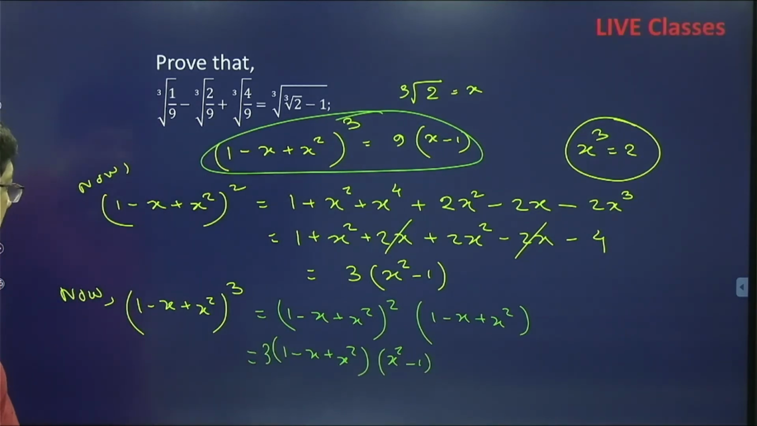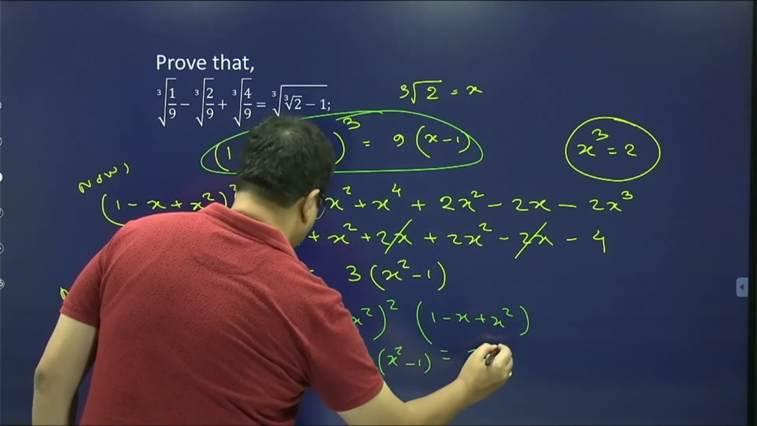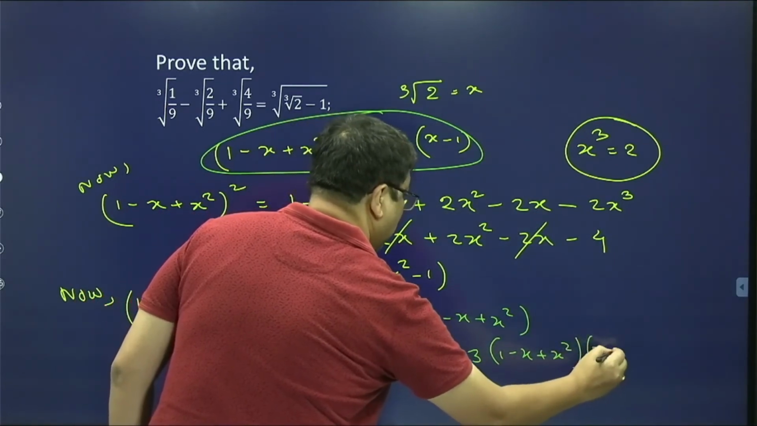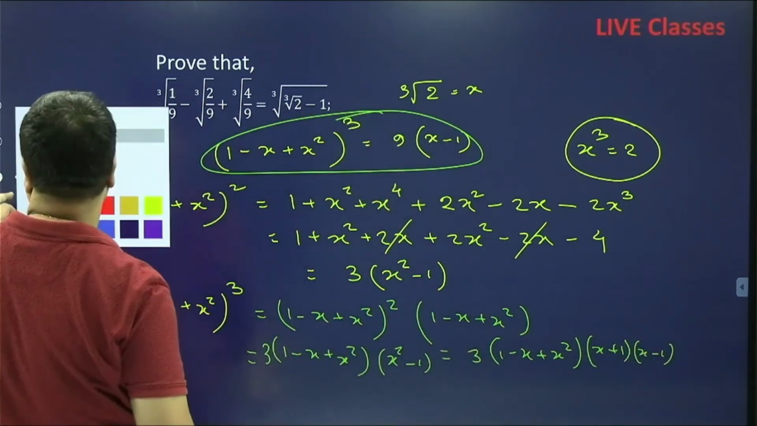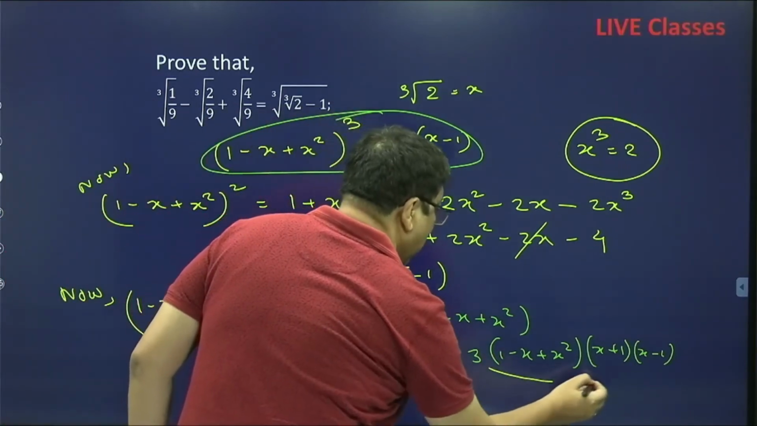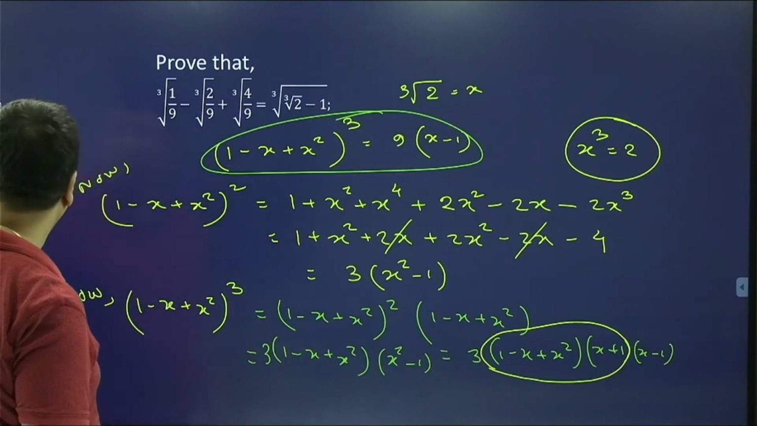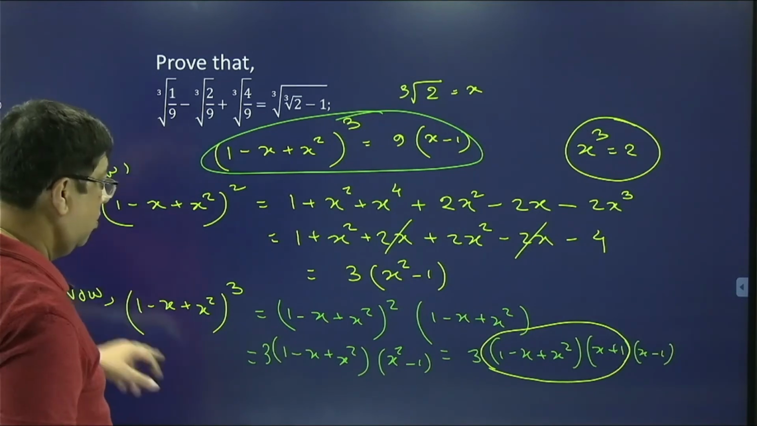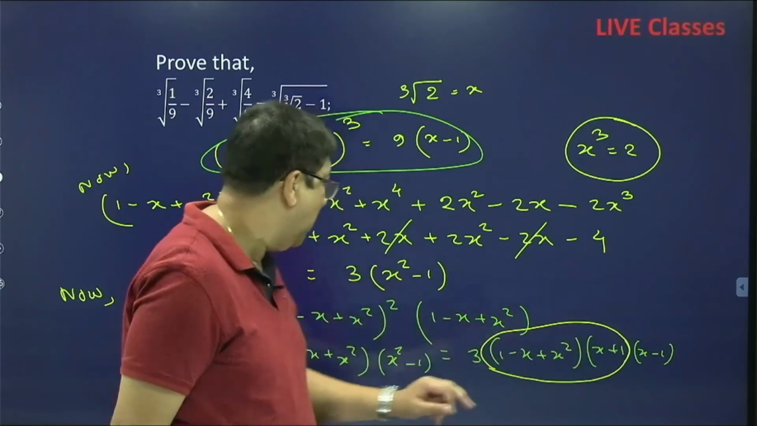I am going to the next page. Okay, let us do here. So, 3 here, (1 minus x plus x square) into (x plus 1) into (x minus 1). So, we can say in this case, this is the a cube plus b cube formula. This formula is a cube plus b cube. Therefore, I can write this here 3 into (x cube plus 1) into (x minus 1).